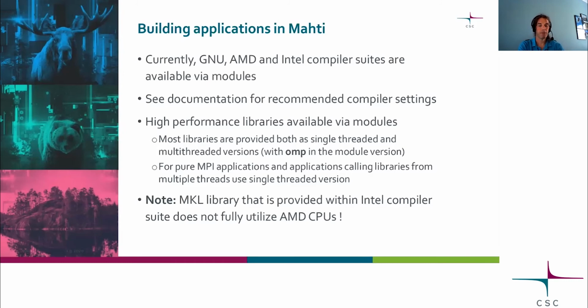If you have a pure MPI code, then of course you should be using the single threaded version, or if you have a hybrid MPI, OpenMP code, where you call libraries from multiple threads, use single threaded version. Then on the other hand, if you have a hybrid MPI, OpenMP application, where in your own code you use threading, but then libraries are called only from single thread, then you probably want to try these multi-threaded versions of libraries.